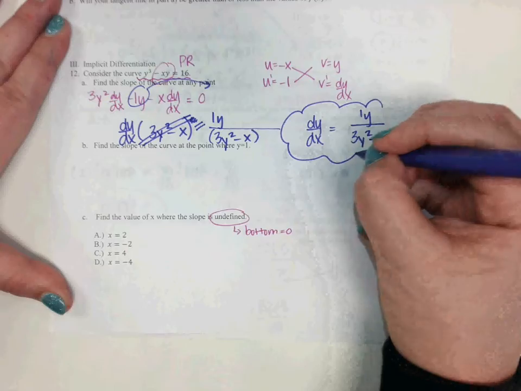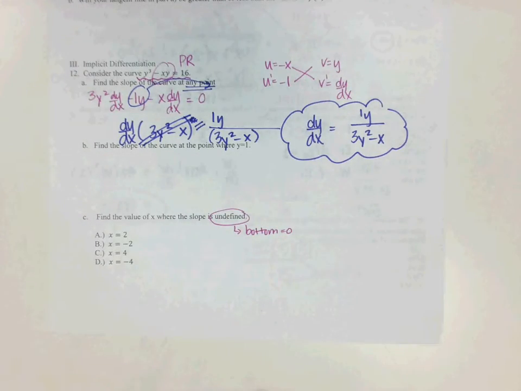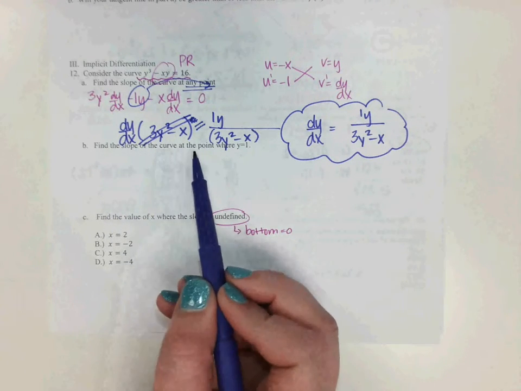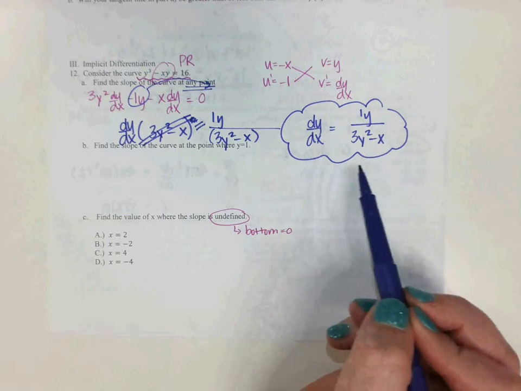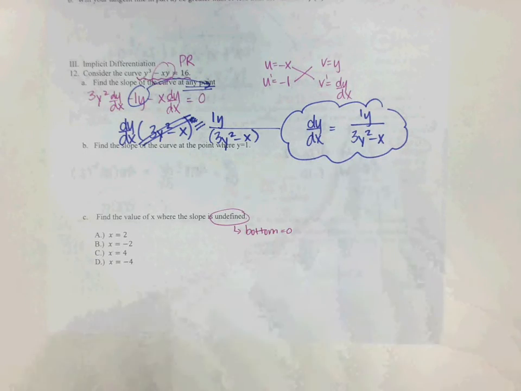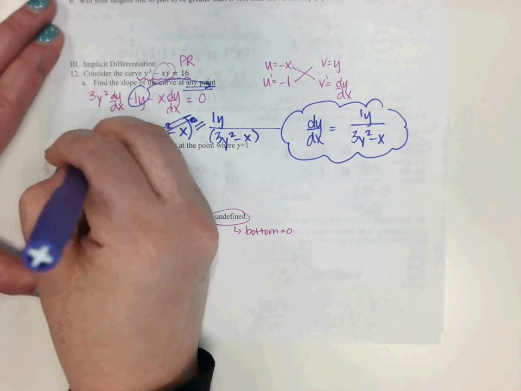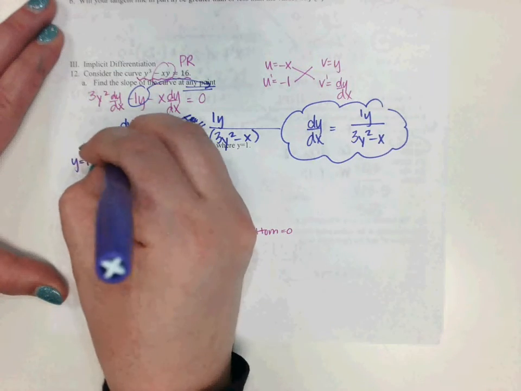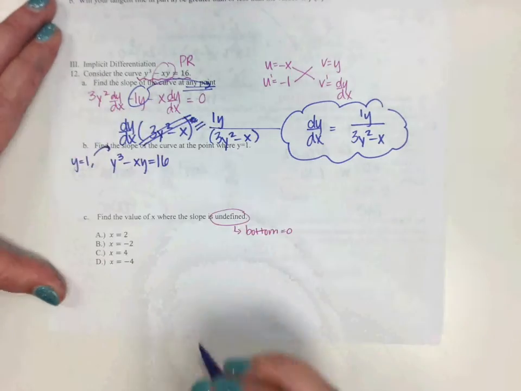Now, that is your slope at any point. So in part B, they tell me the specific point that they want me to use. Find the slope of the curve at the point where y is 1. Now, can I plug into this if I only know y? No. How do you go back and find x using the original? So I would let y equal 1, plug back into the original. Y cubed minus xy equals 16. And then plug that in.